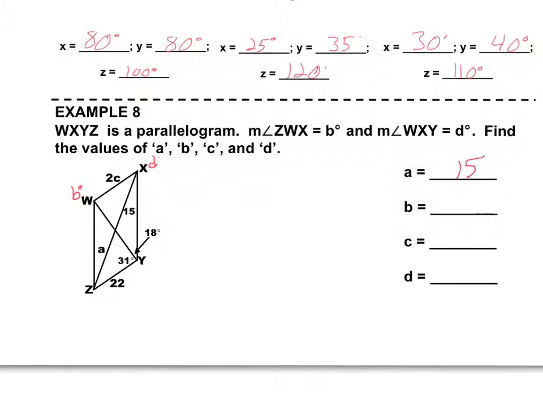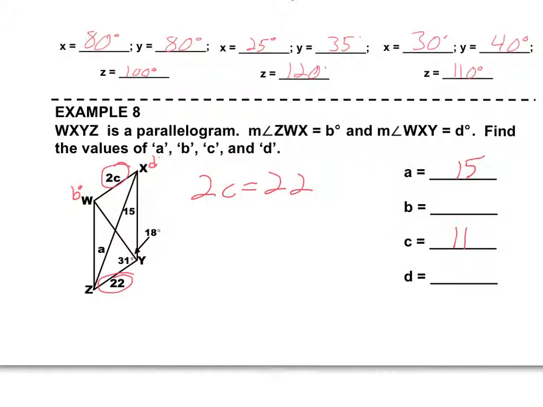Let's jump up to C. Let's take care of our sides before we get into our angles. How does 2C relate to 22? Well, according to our properties of parallelograms, opposite sides are congruent. So 2C equals 22. And hopefully you can do that math in your head. C would have to be, oops, that looks like a 17, doesn't it? It's supposed to be an 11. Okay, C would have to equal 11.